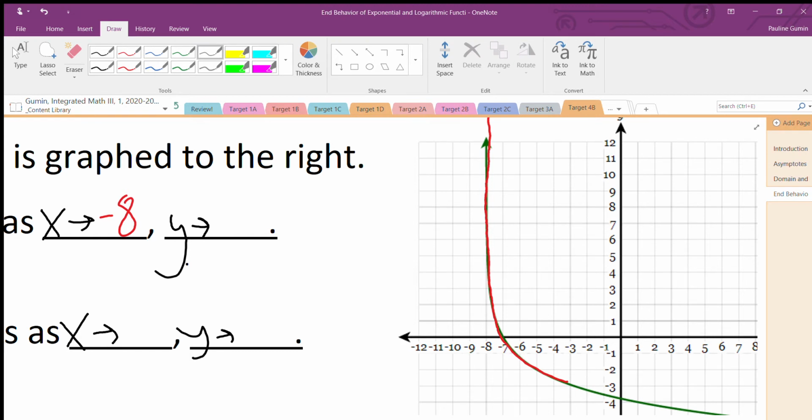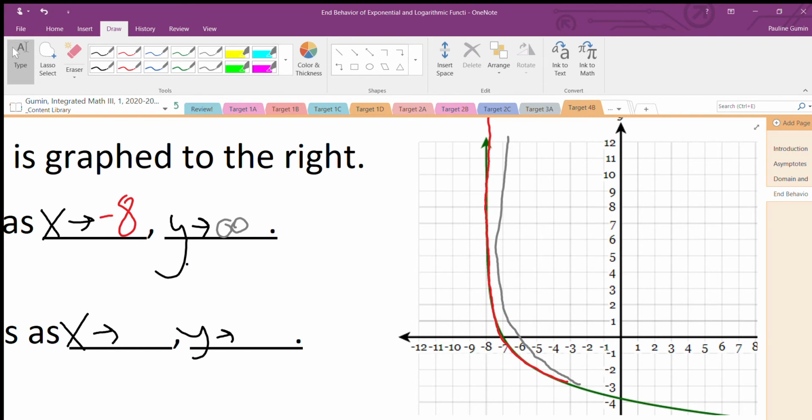On the left-hand side, too, I want to see the behavior of my y's. So I'm going to trace the same way, but now I'm going to be thinking of it in terms of up and down. So I'm tracing this side, and my finger is going upwards. So y approaches positive infinity. Whoa, that's ugly, but it approaches positive infinity.